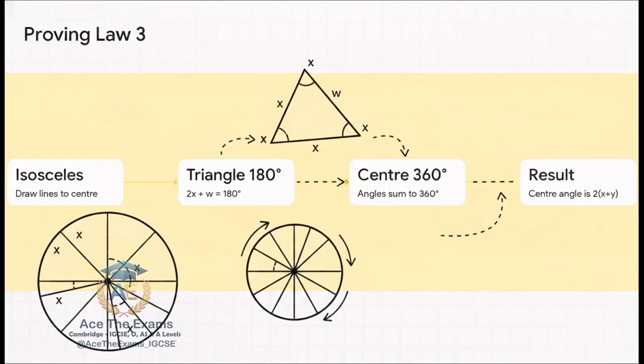Now, what's really fascinating here is how we can prove our third law by simply slicing the circle up into isosceles triangles. We already know the radii of a circle are all equal length. By drawing lines from the center out to the angles, we create triangles with two equal sides. But using the basic rules that a triangle's interior angles add up to 180 and angles around a center point add up to 360, we arrive at a truly brilliant algebraic shortcut.